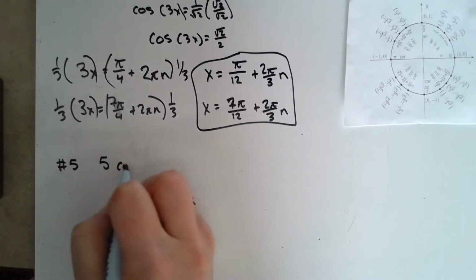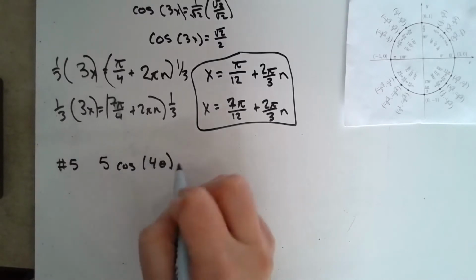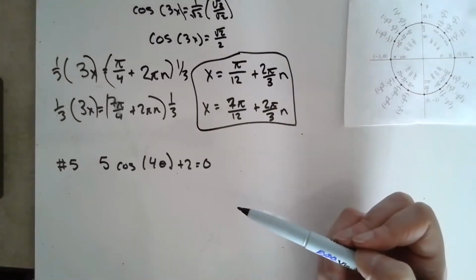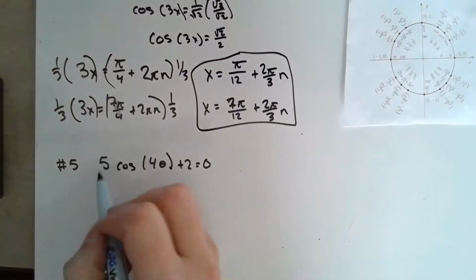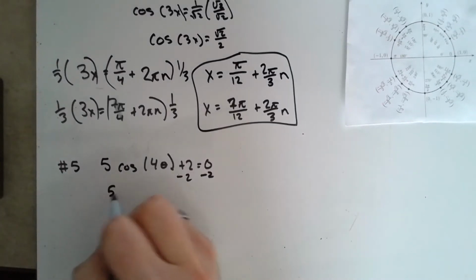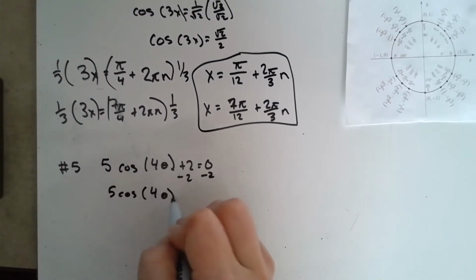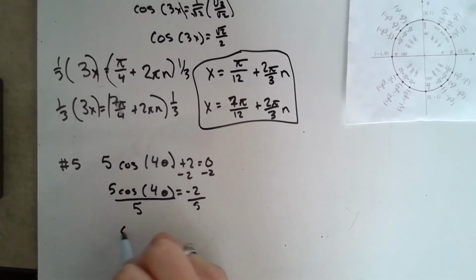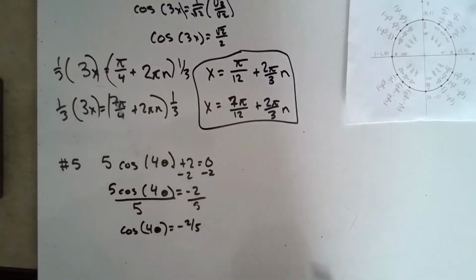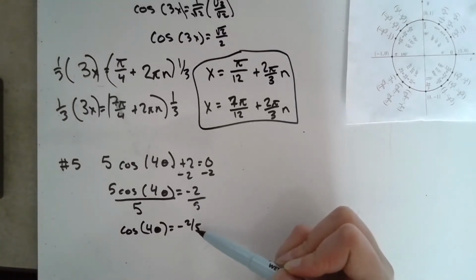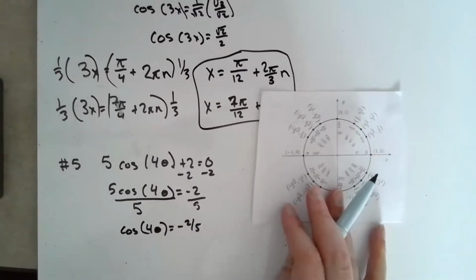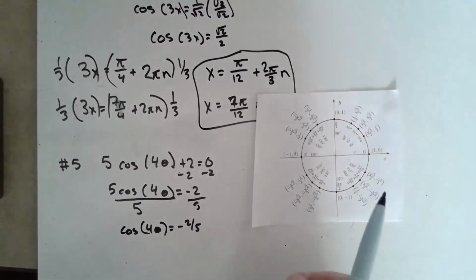So 5 cosine of 4 theta plus 2 equals 0. So again, we're going to find all solutions in radians. So I'm going to minus the 2. So 5 cosine of 4 theta equals negative 2. Divide by 5. Cosine of 4 theta equals negative 2/5. Okay, first off, is this a good ratio? Well, cosine is adjacent over hypotenuse. This is good. Is it on our unit circle? No, but we're okay with that.